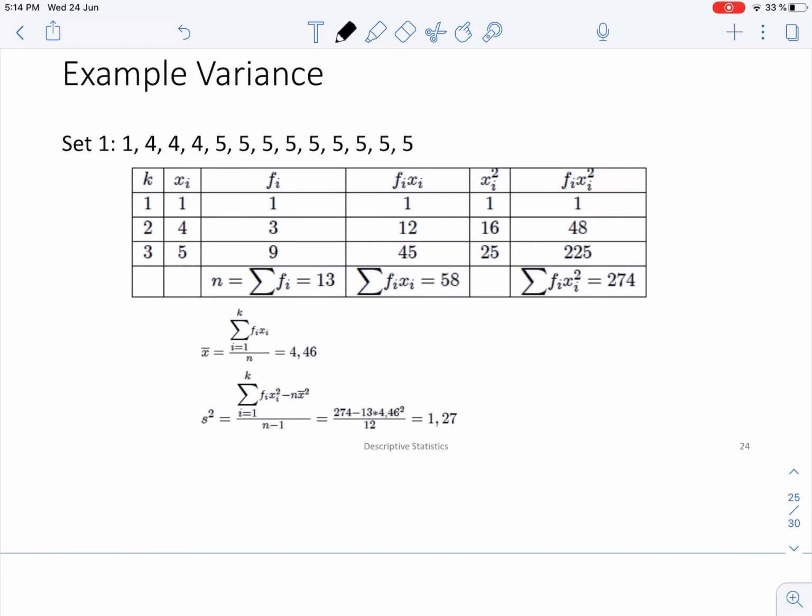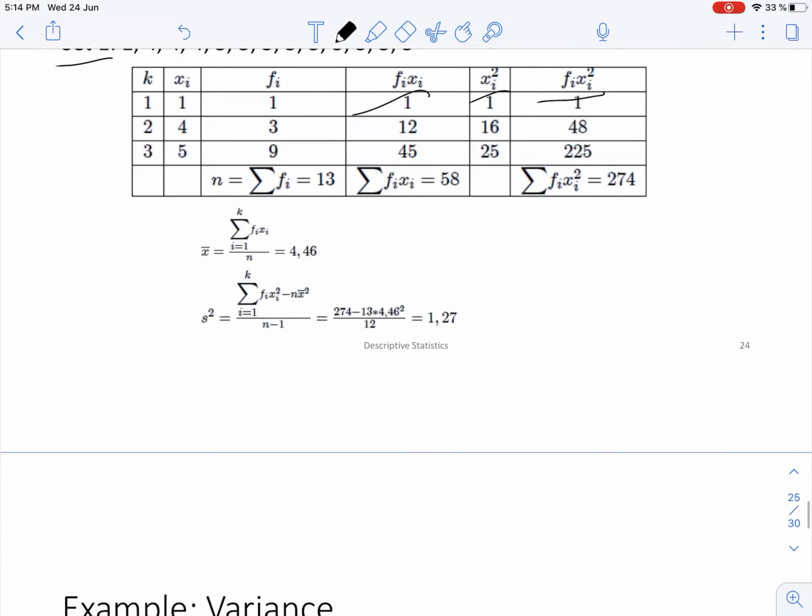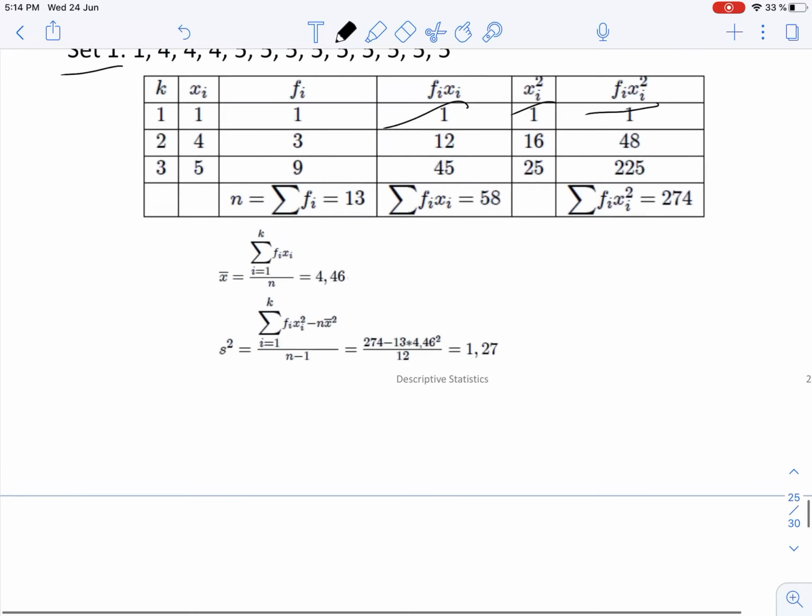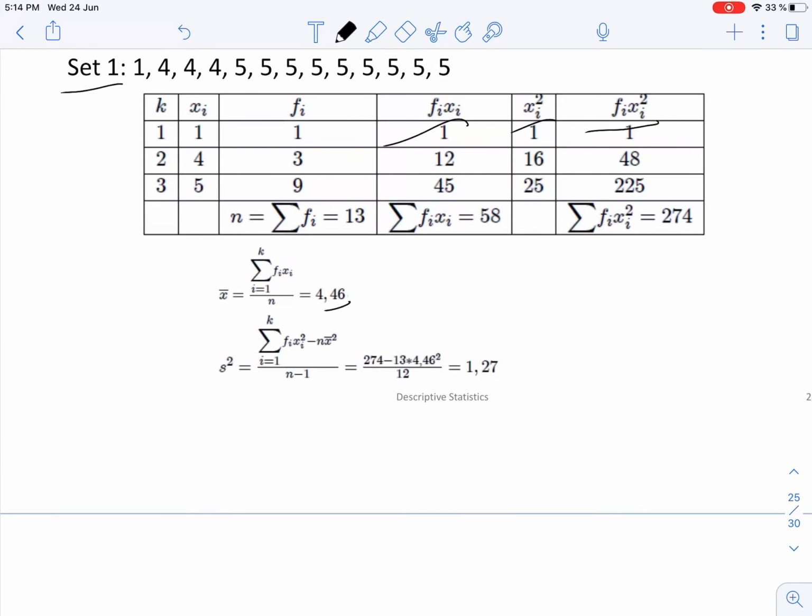Okay, so for the first data set, we can now arrange it in a table as I just did in the previous slide. We can compute what we need to get the sample variance. We find the x bar is equal to 4.46. And for the variance, using this alternative equation, the second one, we get that the variance is 1.27. So that's the value that we want to compare. We want to check this variance and see how the variance or the dispersion of data set 2 compares.